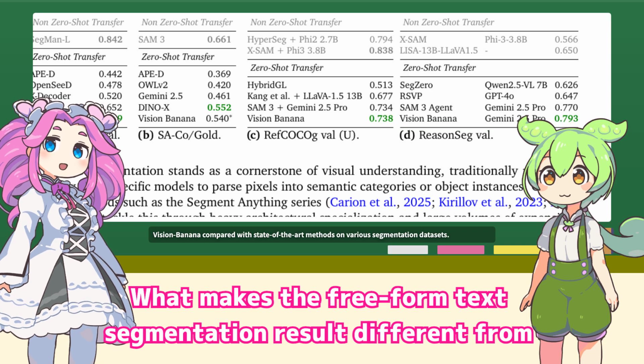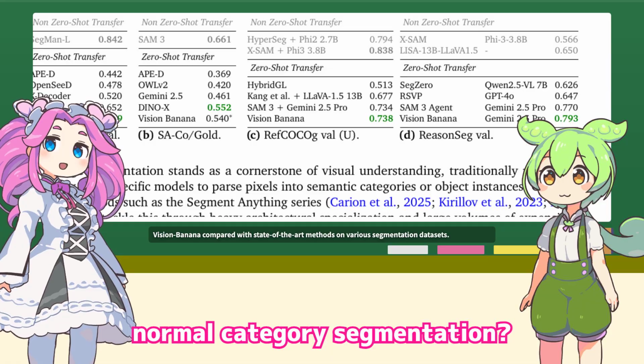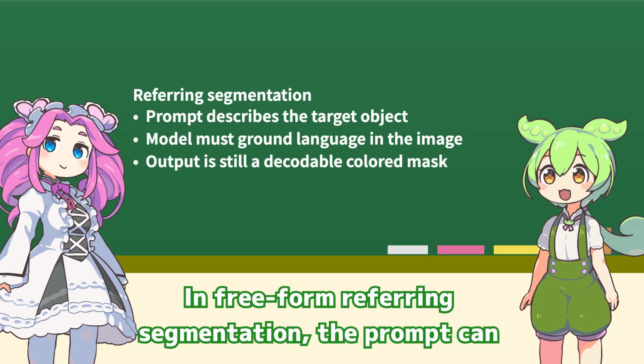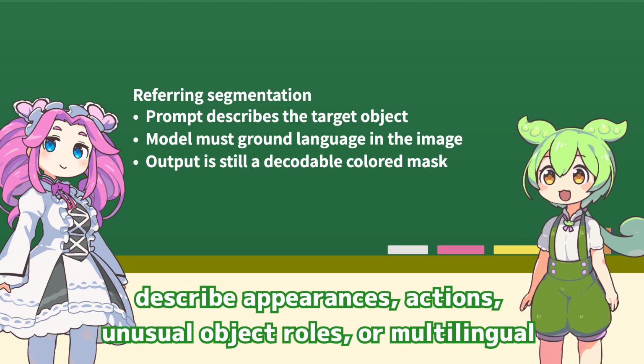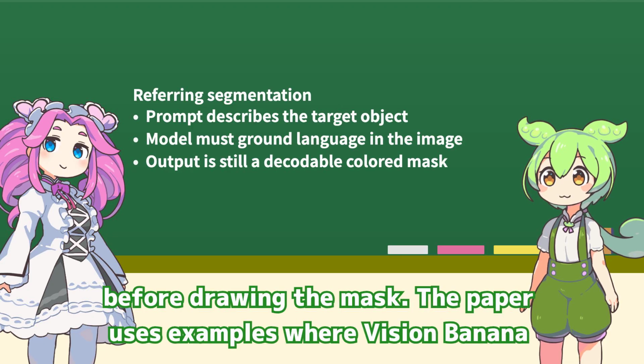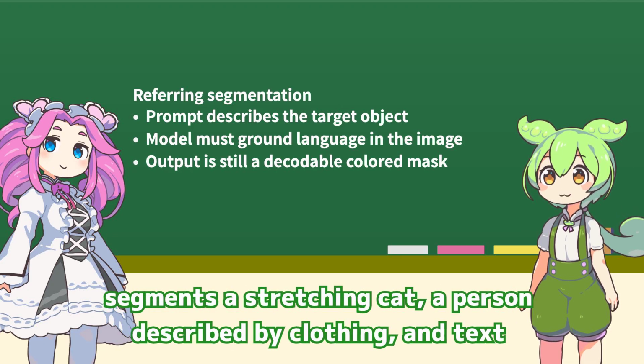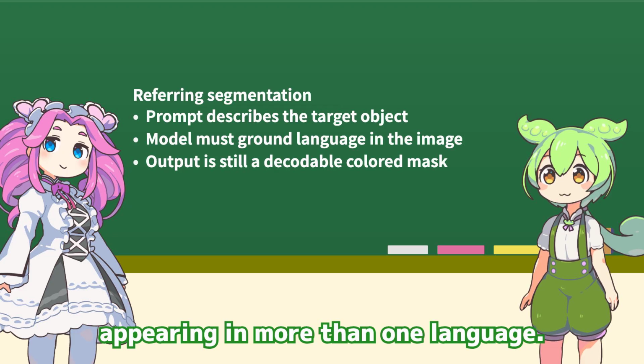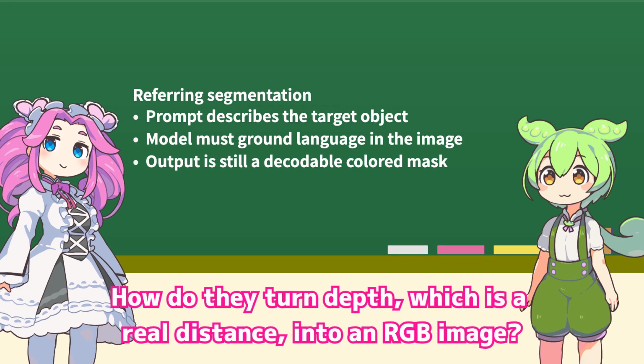What makes the ReasonSeg text segmentation result different from normal category segmentation? In referring segmentation, the prompt can describe appearances, actions, unusual object roles, or multilingual text. That matters because the model must understand the query before drawing the mask. The paper used examples where Vision Banana segments a stretching cat, a person described by clothing, and text appearing in more than one language.